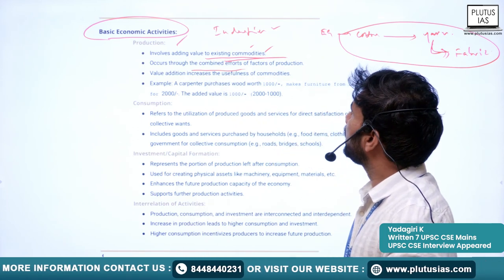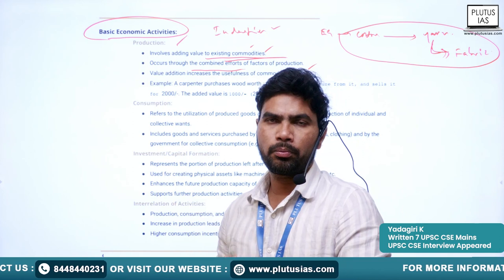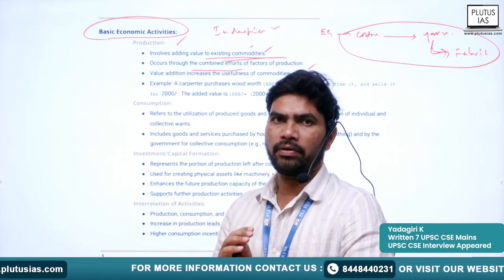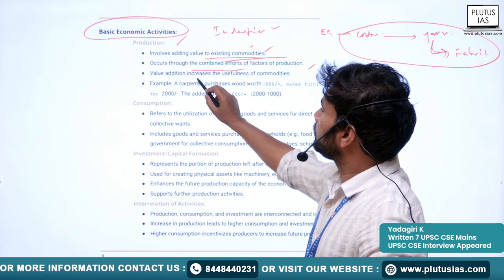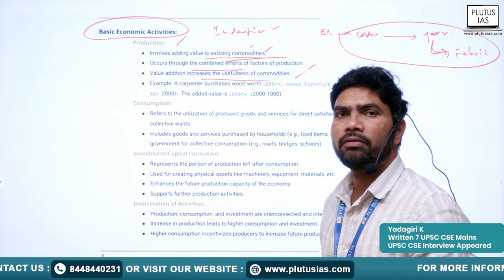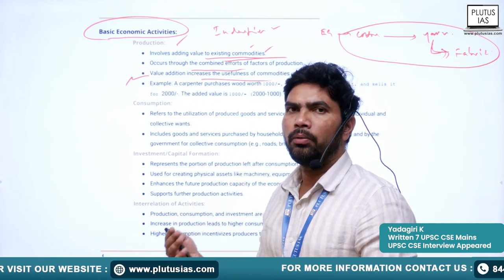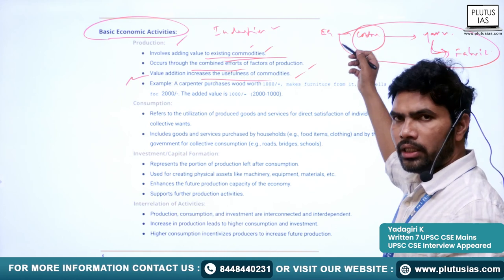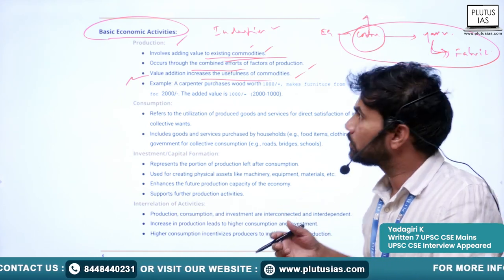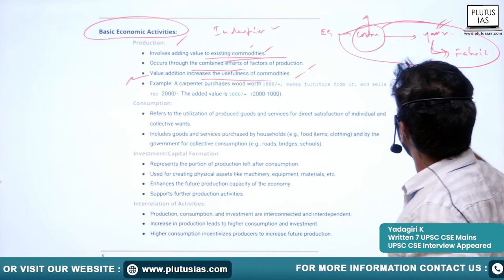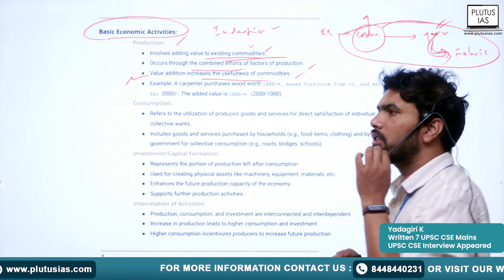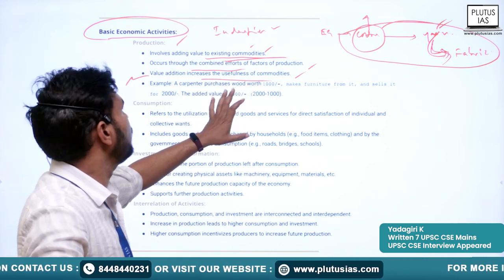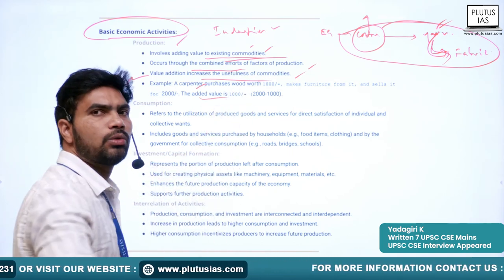It occurs through the combined efforts of factors of production. So four factors of production we have seen. Adding value to the commodities happens through the combined effect of the four factors of production. Right, the value addition increases the usefulness of commodities. Here you can understand from this example: cotton has limited use. When it is turned to yarn, it has further uses. And when yarn is turned to fabric, it has multiple uses. So with the addition of value, the usefulness of the commodity also increases. So here an example is given. You can go through the example.